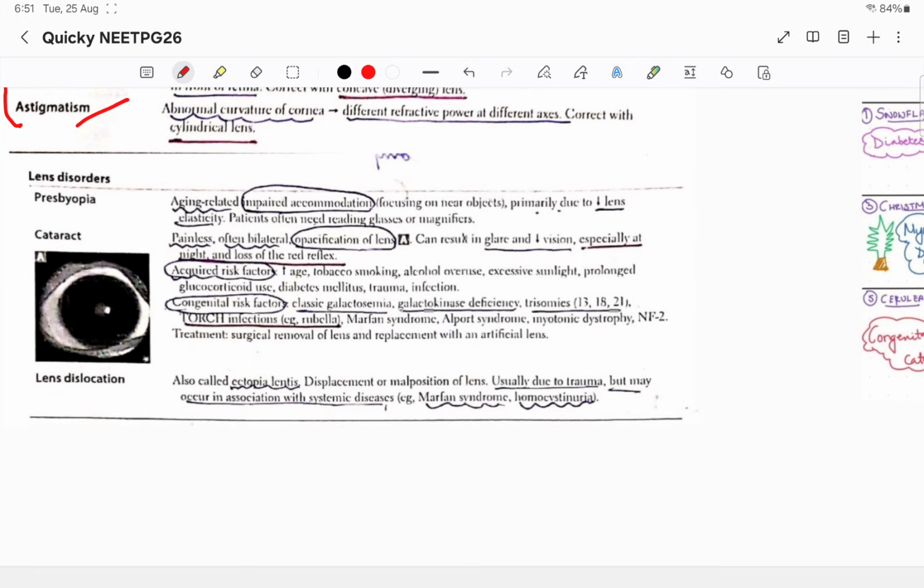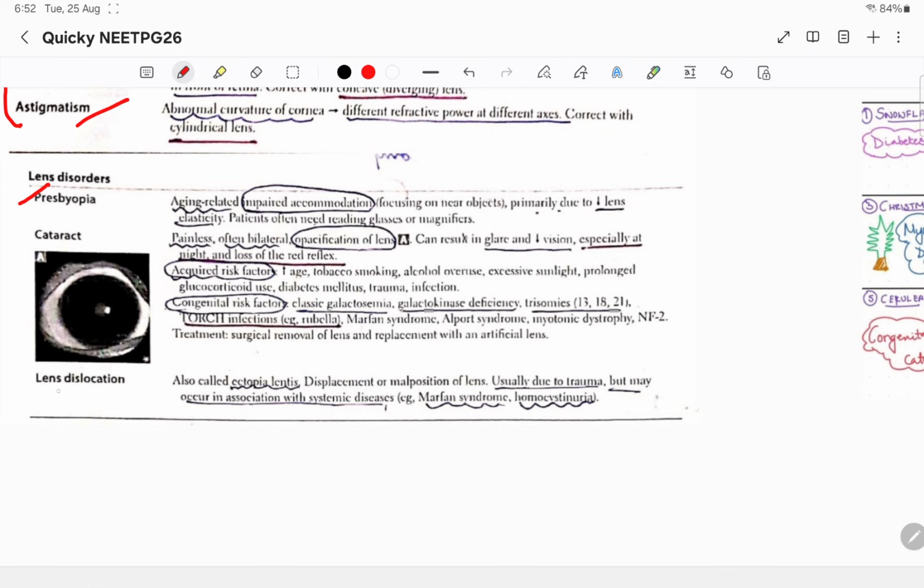Now moving on to lens disorders. There is something called presbyopia, where there is impaired accommodation. This is an age-related issue. There is impaired accommodation because of loss of lens elasticity. As we start aging, our lens elasticity is lost, so accommodation will be impaired. This is called presbyopia. Whereas cataract, we'll discuss more about it. I'll come back to that.